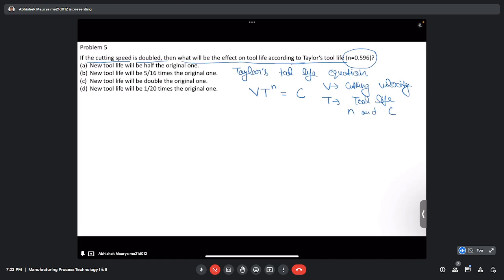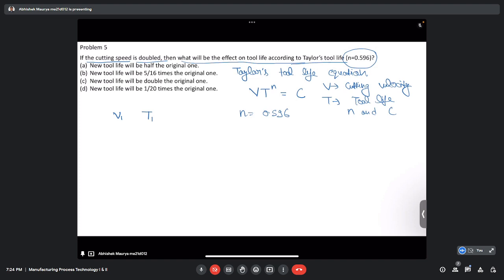So what is given here? Here it has been asked, if we are doubling the cutting speed, then what effect are we going to feel on the tool life? Here the n value is given, 0.596. So let's say we have velocity v1, and corresponding to velocity v1 we have the tool life, let's say t1.